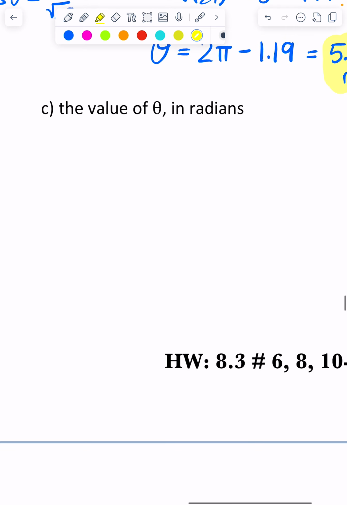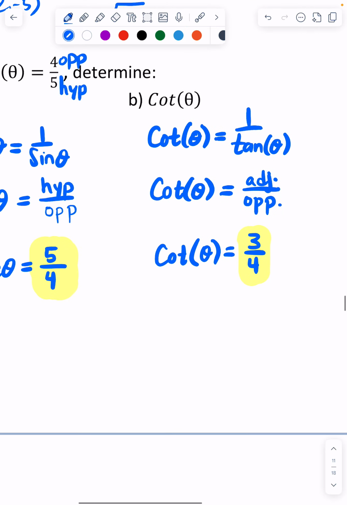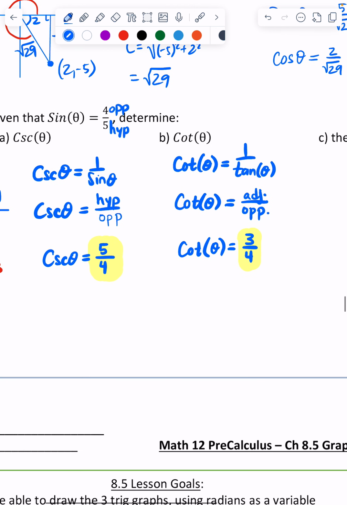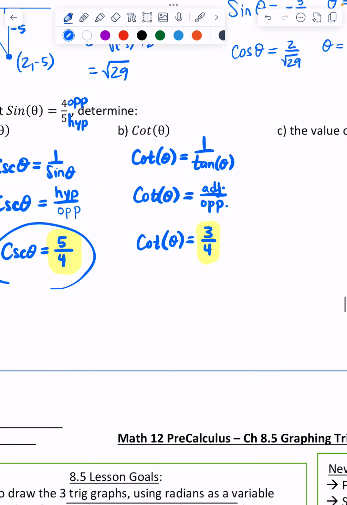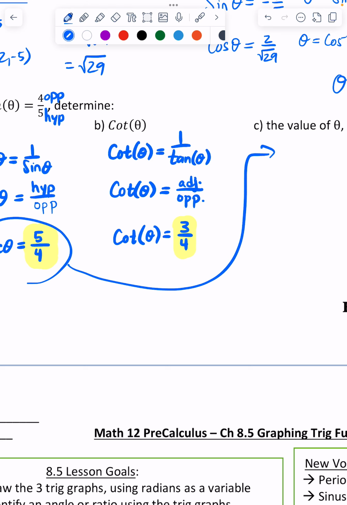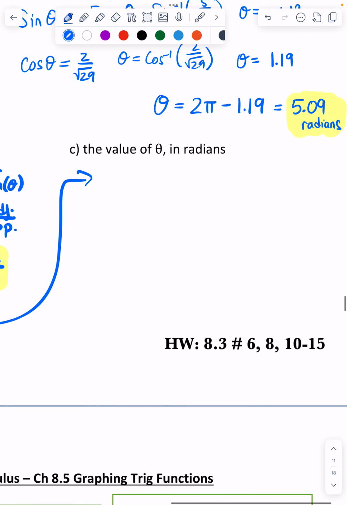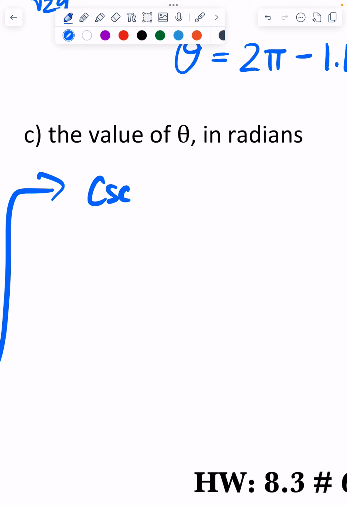Finally, we have question C here, which is what is the actual angle? So now you've created a few things here, right? You have equations that you can solve. You can take either of them, but let's take this guy, because I think people find it maybe a little bit easier to think about sine at the beginning. So we have cosecant theta equals 5 over 4.